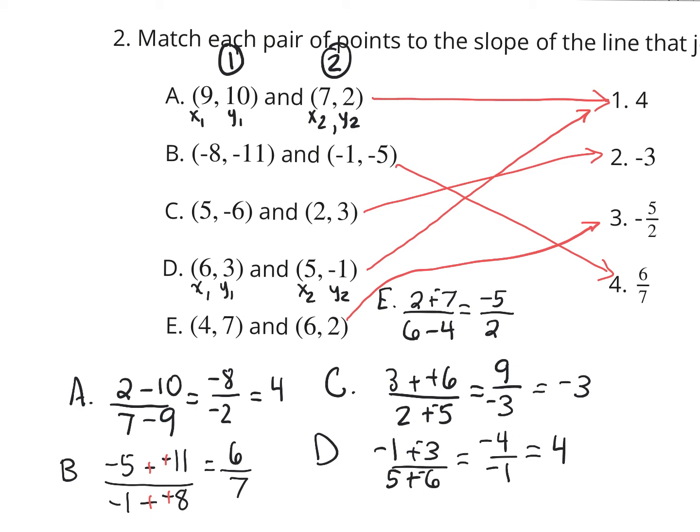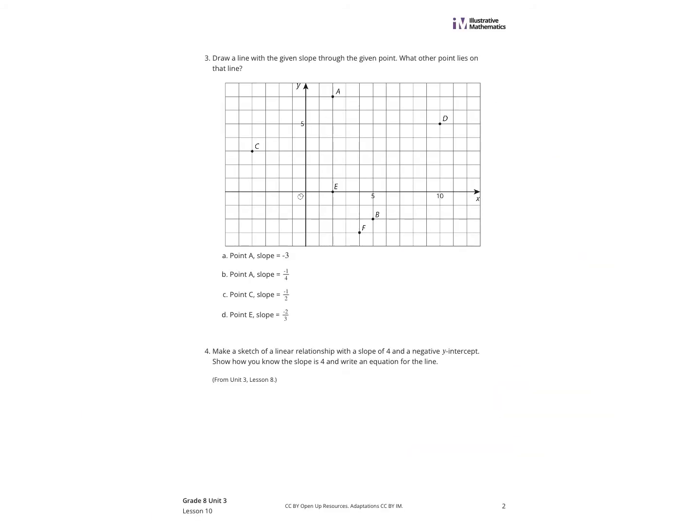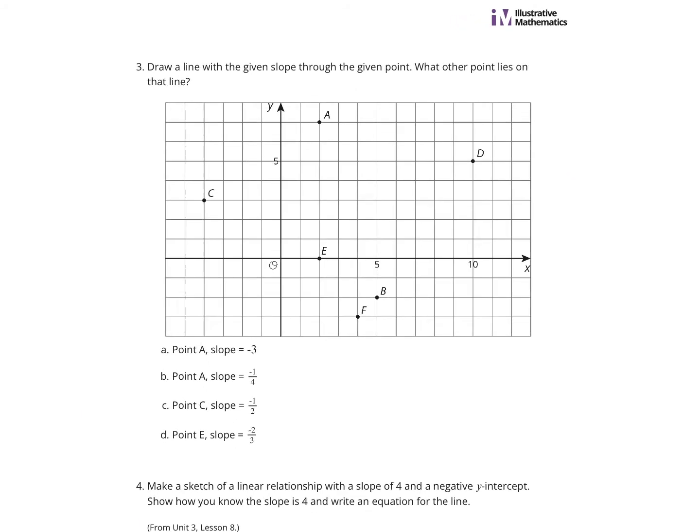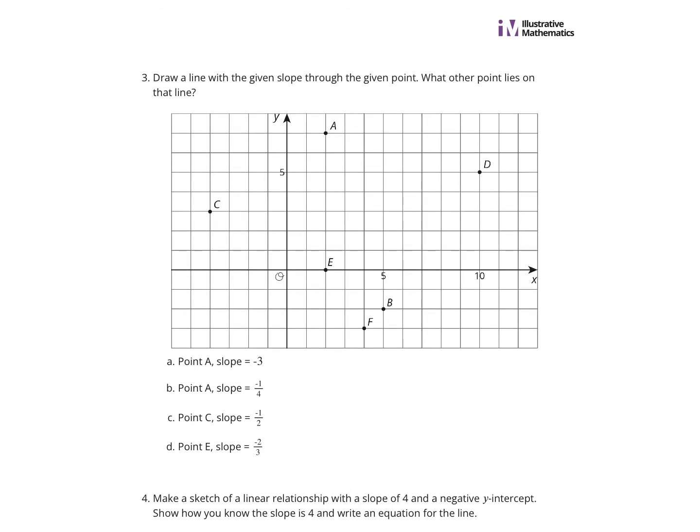And that is the first page. Let's move on to this page. This one says, draw a line with a given slope through the given point. What other point lies on that line? Okay, so I'm going to ask you to stop your video and try problem number 3. Follow the instructions. I'm assuming you're coming back after your pause, and I'm going to start with point A.